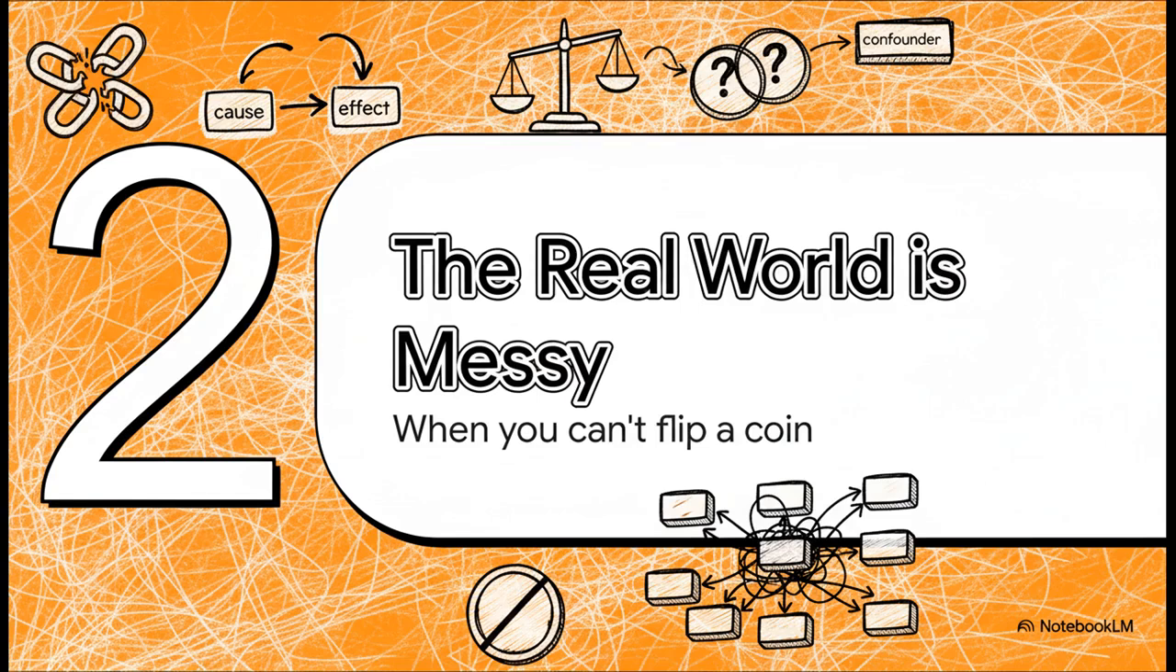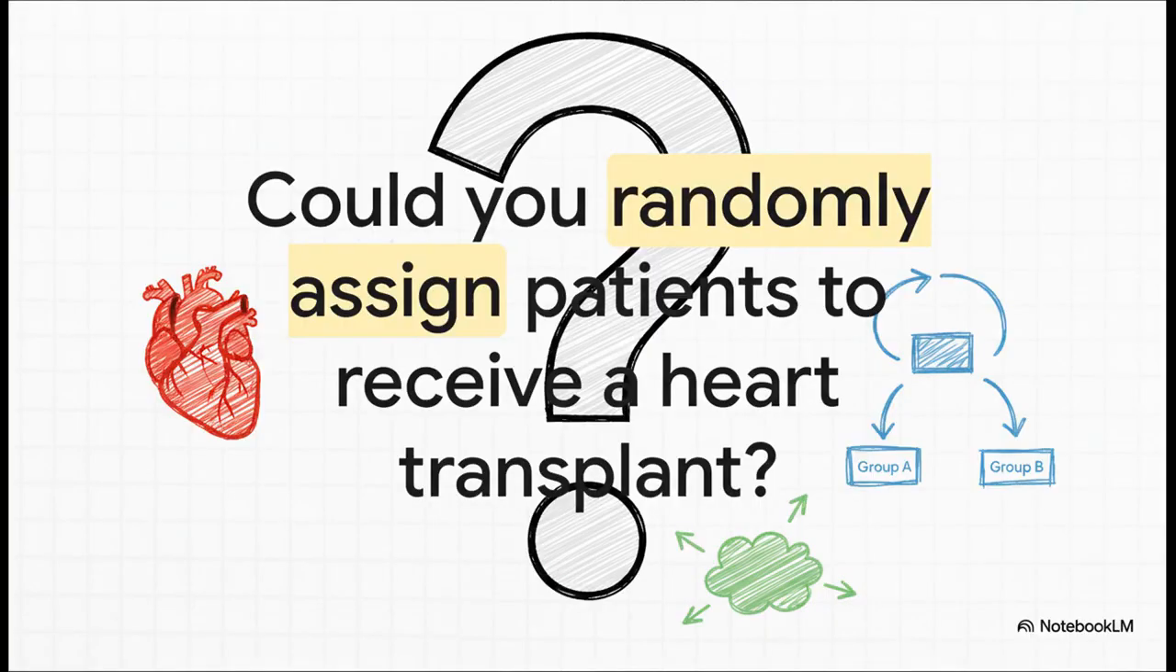Okay, so that's the ideal, the perfect world of the science lab. But as we all know, the real world, it gets messy, really messy. And a lot of the time we face huge questions where you just can't flip a coin. I mean, just think about this question for a second. Could you, ethically, decide who gets a life-saving heart transplant by flipping a coin? No way. Absolutely not. And that's why for so many of life's most important questions about medicine, about the economy, about public policy, the perfect experiment is totally impossible.